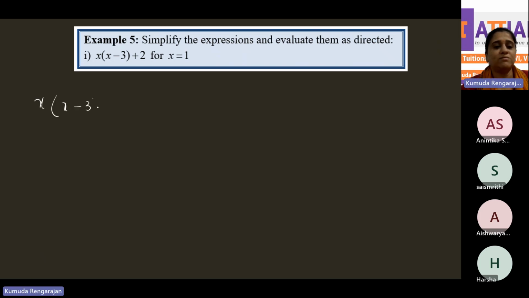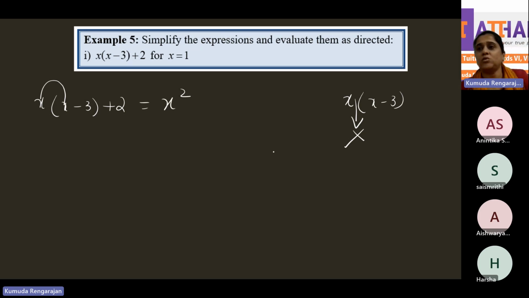Now this is multiplication. When we have x and in bracket x minus 3, there's nothing between them, right? It's multiplication. It means it's x into x minus 3. Now how do you multiply this? Multiply x with x. So you get x squared. Bases are same and it's multiplication, add the powers, x squared.